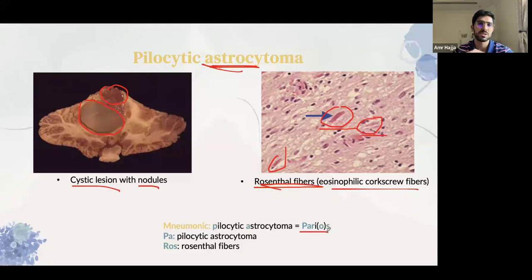Here, instead of saying Paris, just replace the I with O: Paros. Or if you know the restaurant Paros, it's a Greek cafe, sorry. So just replace the I with O. Paris, replace the I with O, it's Paros. So we have Pa for pilocytic astrocytoma, Ros for Rosenthal fibers. Actually, it's a good mnemonic. It's not that bad.